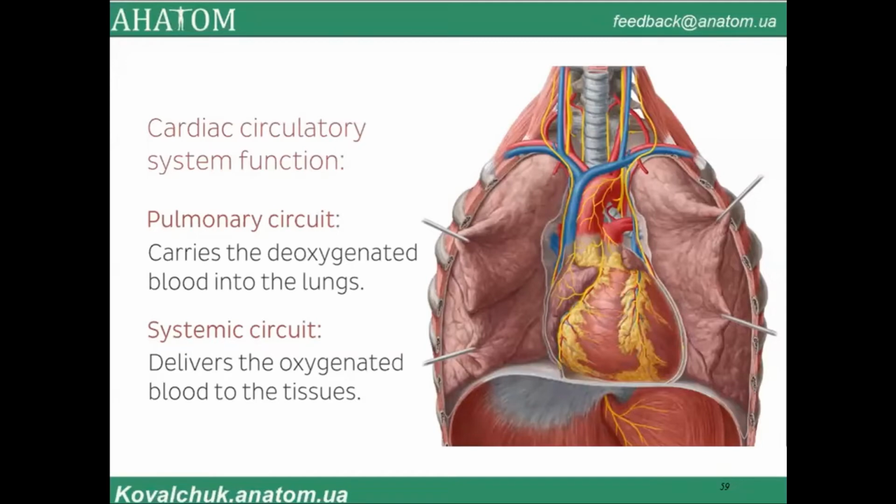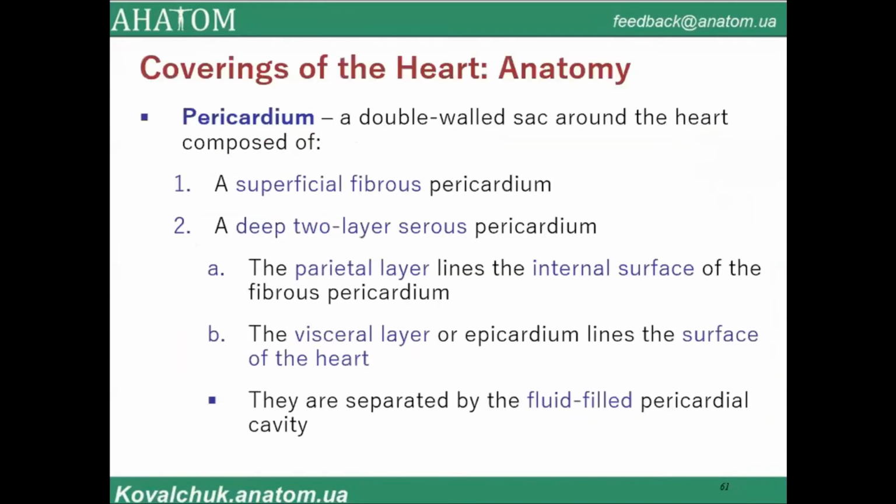Next one. It will be information about the covering of the heart. Pericardium is a double-walled sac around the heart, composed of superficial fibrous pericardium and deep two layers of serous pericardium: parietal and visceral. The parietal layer lines the internal surface of the fibrous pericardium. The visceral layer, or epicardium, lines the surface of the heart. They are separated by the fluid-filled pericardial cavity.